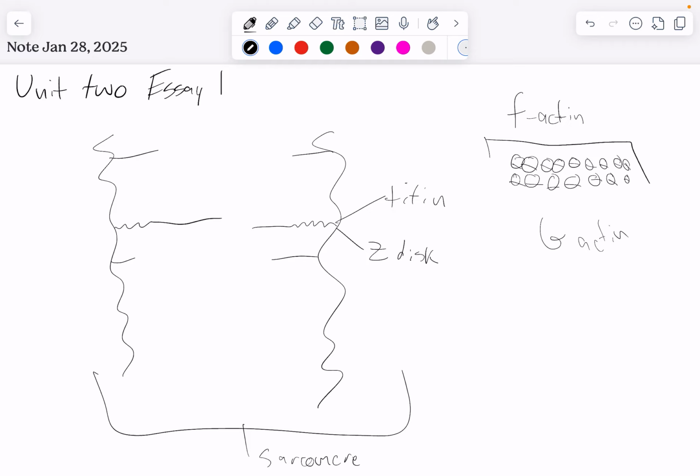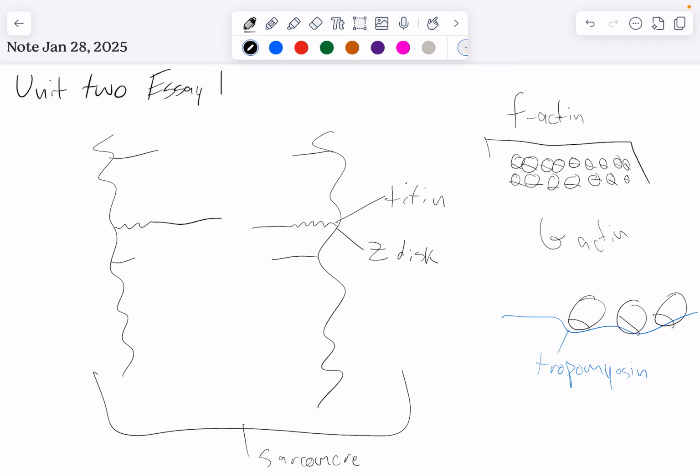So you also have tropomyosin. I'll put this in blue. So tropomyosin binds to the G actin. So then it kind of looks like this. Okay.